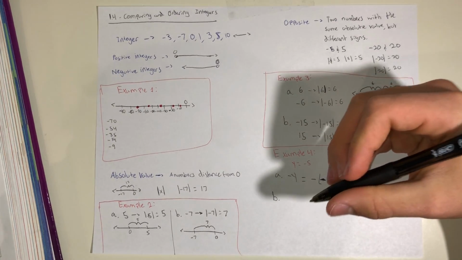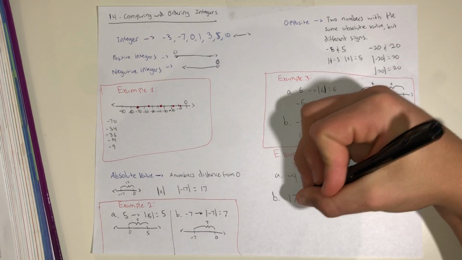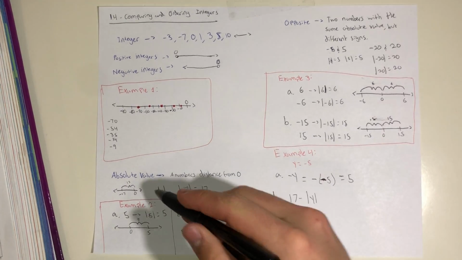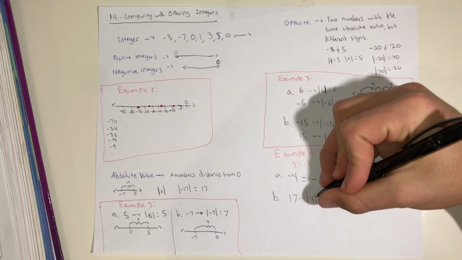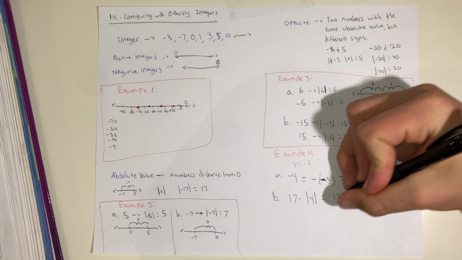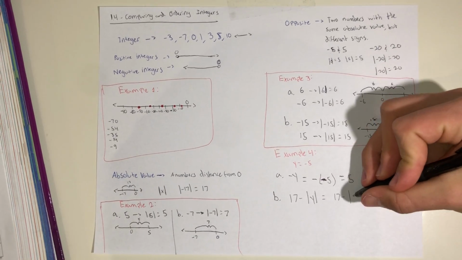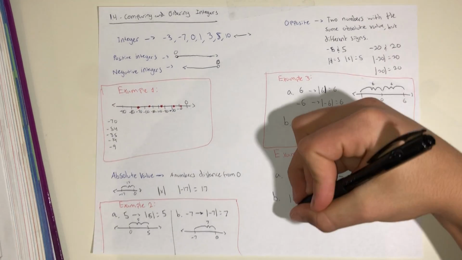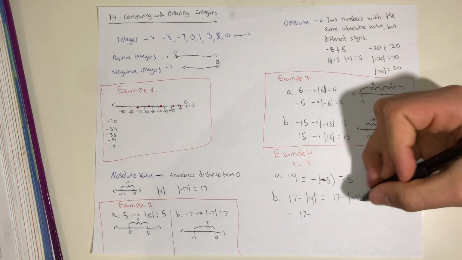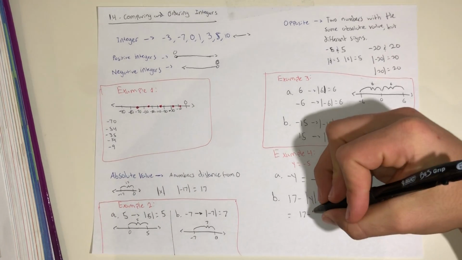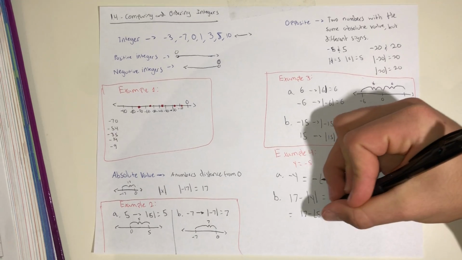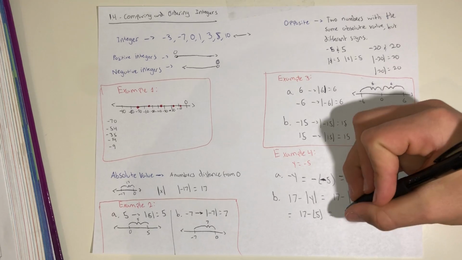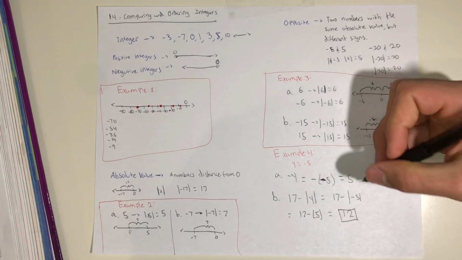B, 17 minus the absolute value of y. This is when we start to use what we learned in this chapter, absolute value. So this would equal 17 minus the absolute value of -5. What's the absolute value of -5? 5. So -5's distance from 0 is 5. So 17 minus 5, and then we get this to be 12.